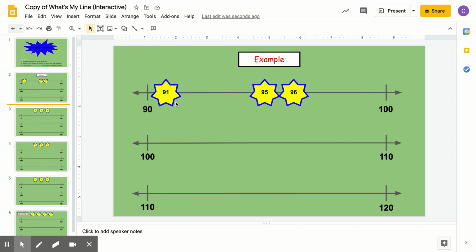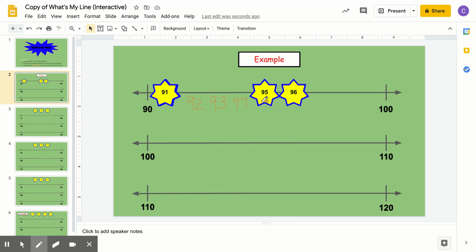So here they had 91, 95, and 96. They chose this first number line because 91, 95, and 96 are in between 90 and 100. And 91 is close to 90. We know that 91 comes after 90. Then if we were to count, we would have 91, 92, let's get my pen and let's go ahead and write it. 92 here, 93, 94, oh look, and they put 95 here, and 95 is in the middle, okay? It is right in the center of 90 and 100.